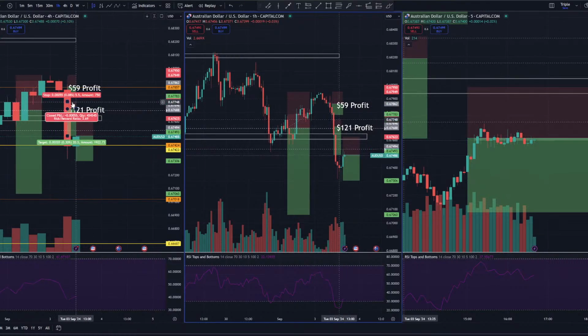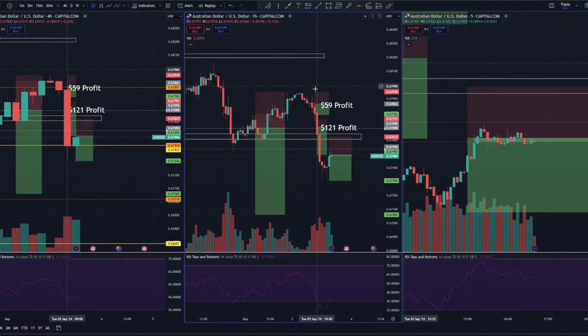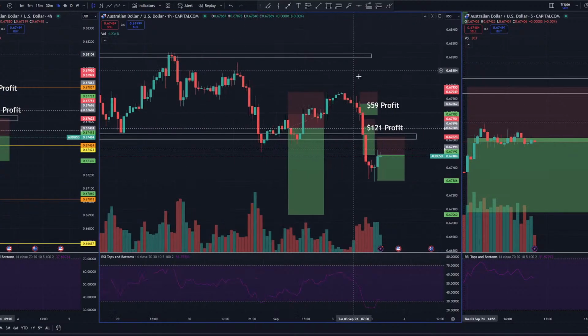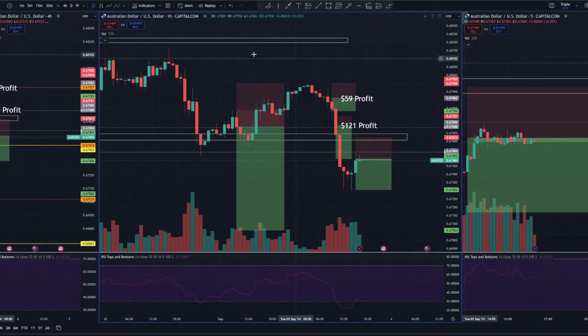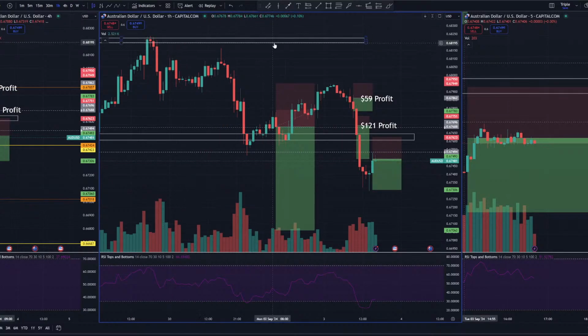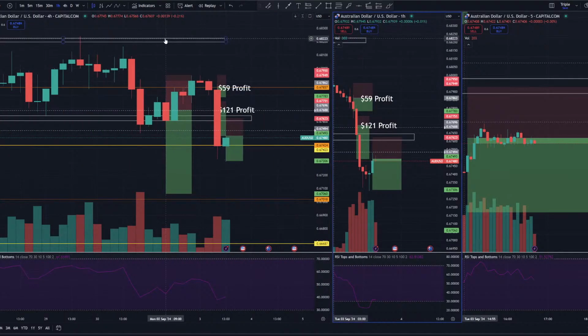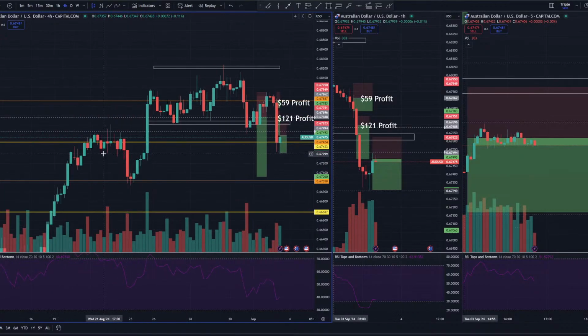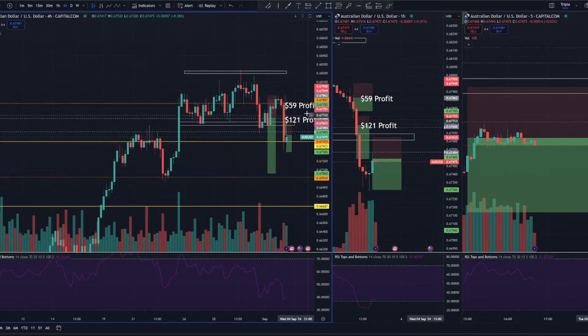From the fall in here I shorted, and then it came back again. I'll show that on the 1 hourly chart. So this is the chart, and we're doing Australian dollar US. This is the 1 hour chart. This is the resistance that I marked on the 4 hourly, and the support is here.